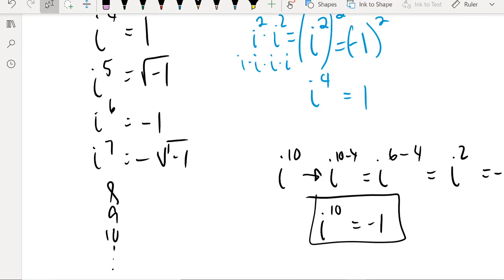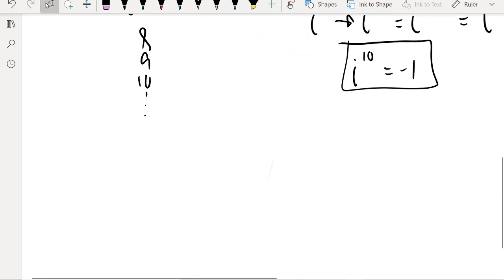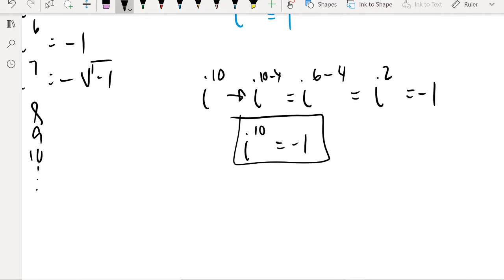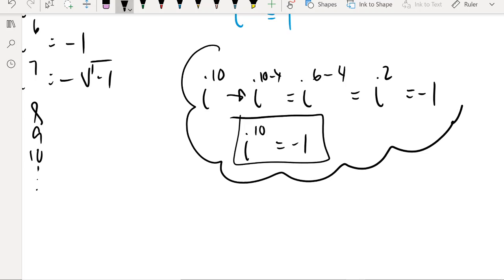So the trick to getting any of these problems right is you could do this, right? You could just keep subtracting 4 over and over and over again.